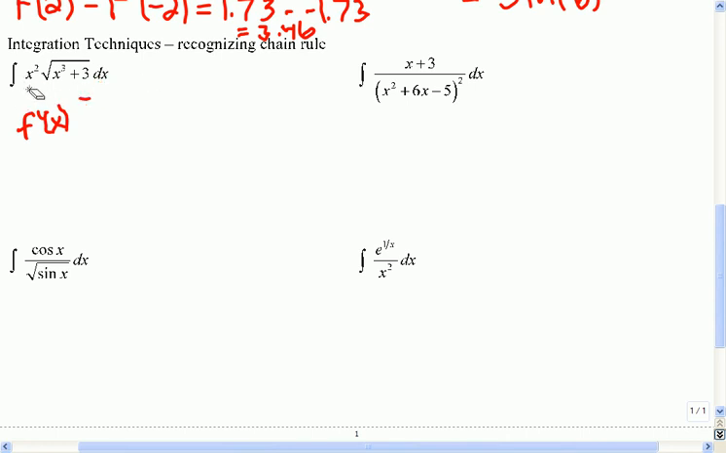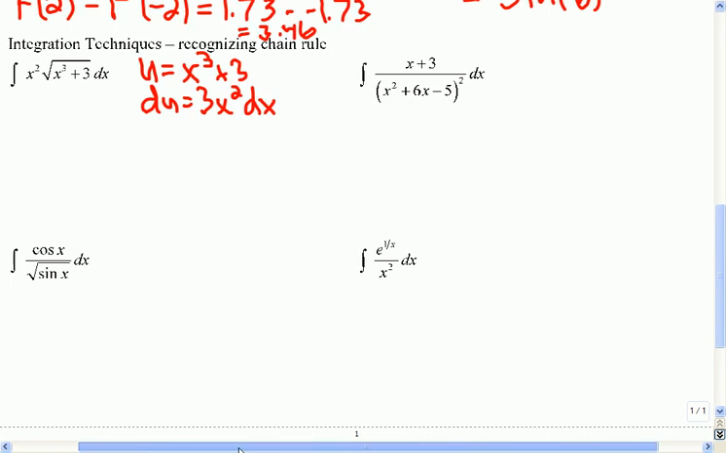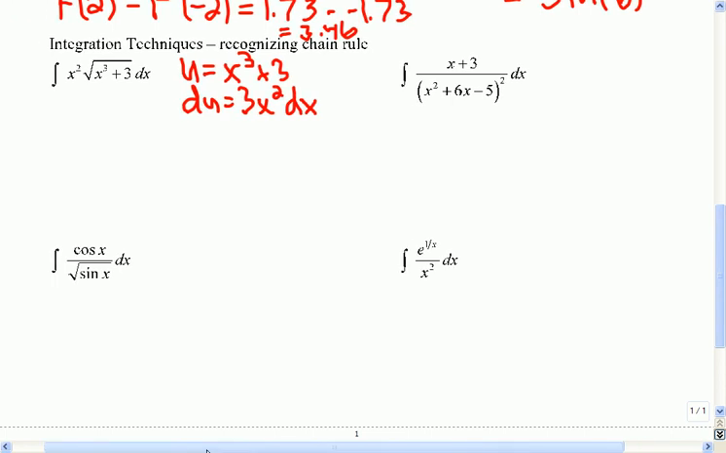So let's make my substitution here. If u was equal to x cubed plus 3, du would be 3x squared dx. So that means I would want to put a 3 in front. So I would need a 1/3 to balance it out.